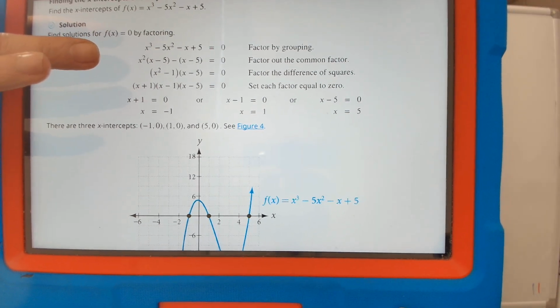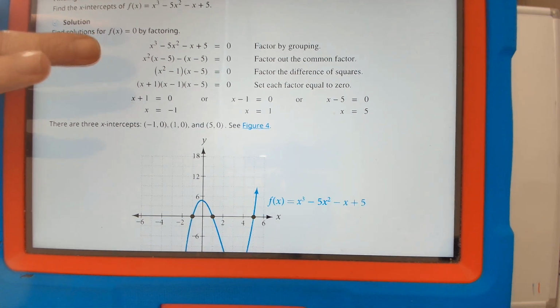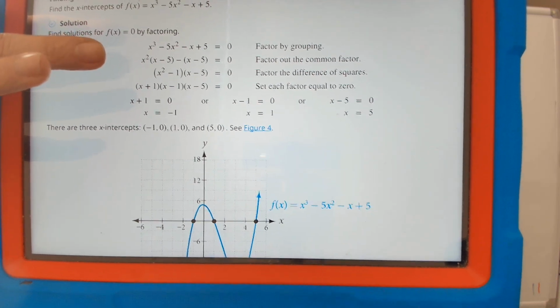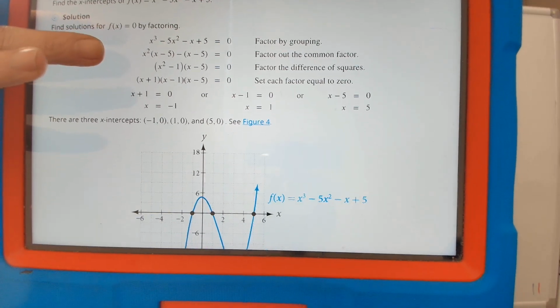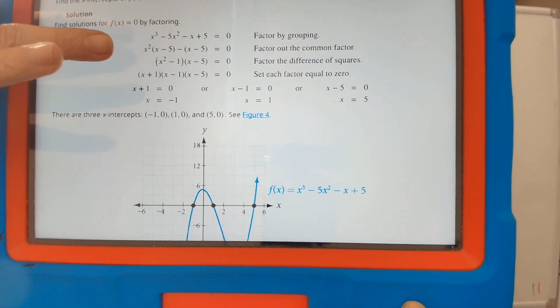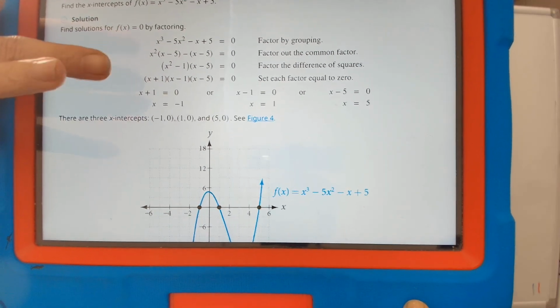And that doesn't always happen. Okay, and we will see in the next example when it doesn't happen. But in this case, we are having good luck and it does work out. So we group it this way, the first step, and then we pull out the entire x minus 5 as a common factor, which gets us to here.